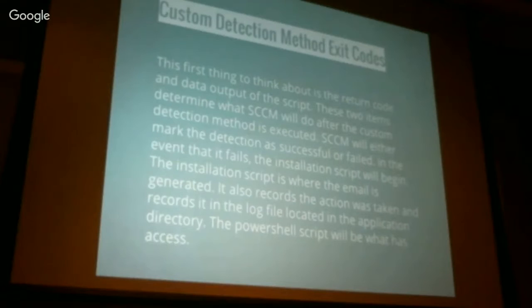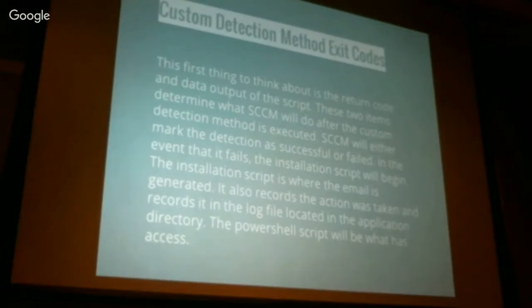It's a very obscure part of SCCM that there's very little documentation on, and it took me absolutely months. I was probably off and on for 3 months until I finally figured out how it works. It's not the easiest thing to learn, but once you learn it, it's fairly simple. There's actually more documentation out there recently. So basically, the first thing you think about when using this detection method is your return code and the data output on the screen. Those 2 items determine what SCCM will do after it runs that application detection method.